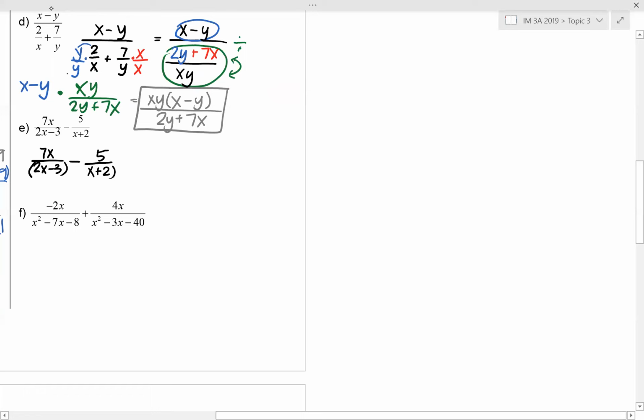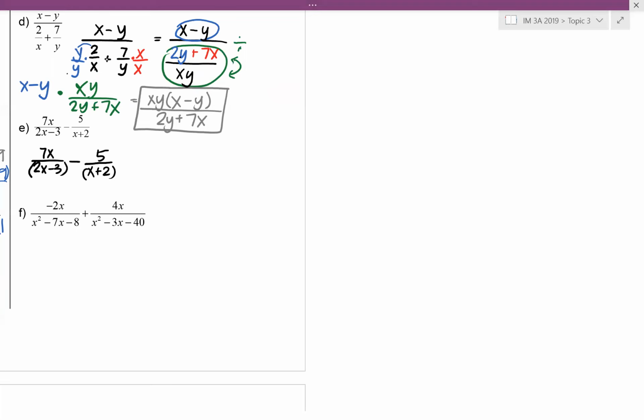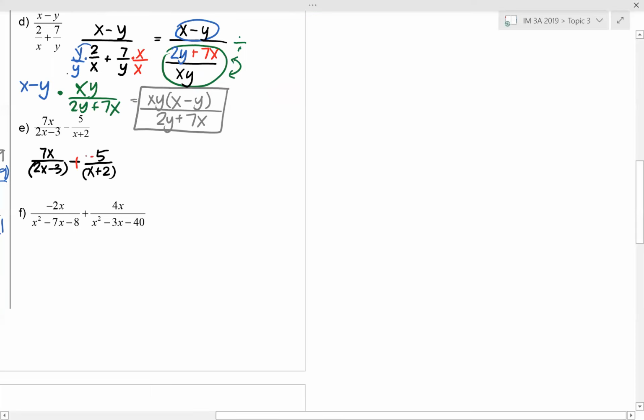So since it's subtraction, let's change it to addition by multiplying the numerator by the negative. So we're moving the negative up with the numerator. So since our denominators are both totally different, that means that we need to multiply them together to create the LCD. So the first fraction we need to multiply by x plus 2. And the second fraction needs to be multiplied by 2x minus 3 over 2x minus 3.